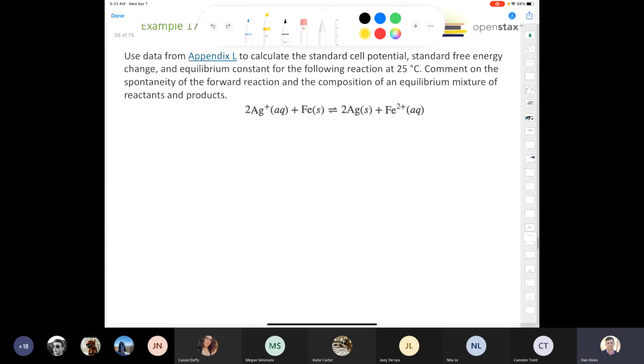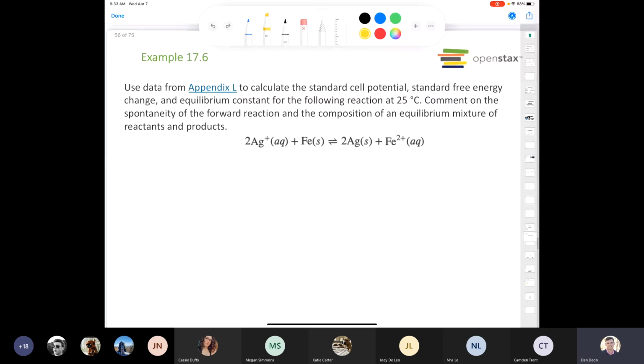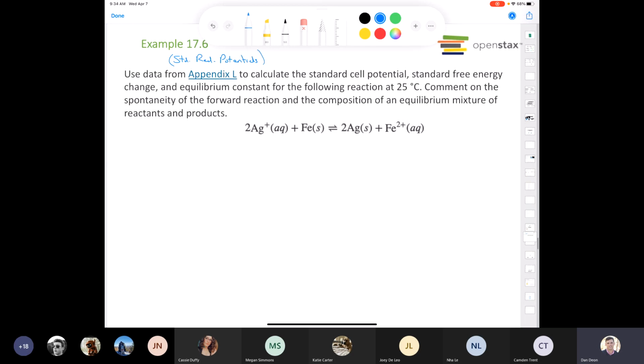This is an example from our textbook, and it asks us to use the data from Appendix L, which is nothing more than the standard reduction potentials. Of course, I will provide these for you. I will give these to you on the exam. You don't have to memorize any standard reduction potentials. Maybe the standard hydrogen electrode would be wise to memorize at 0 volts.